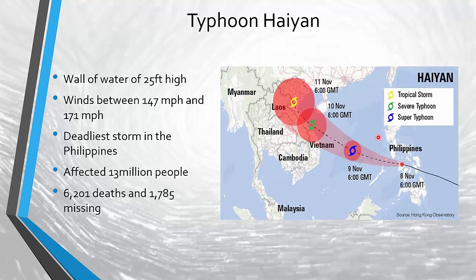A stronger storm called Typhoon Haiyan made landfall in 2013 in the Philippines, affecting approximately 13 million people. Typhoon Haiyan killed 6,340 people and caused $3 billion of damages. Winds were measured to be 147 to 171 miles per hour, with tides reaching 25 feet. This storm went from the Philippines and struck parts of southern China.